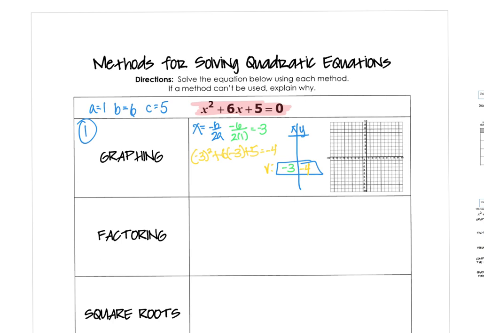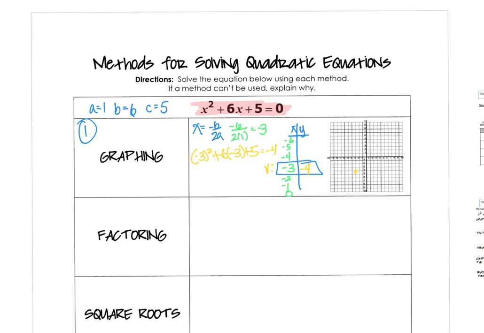So, my graph is kind of tiny here. I'm going to say, 1, 2, 3, 1, 2, 3, 4. Miss Larson's eyes are getting old. About right there. And then remember, we work to the left and to the right of the x value of the vertex. So we would say to the left of negative 3 would be negative 4, negative 5, and negative 6. To the right would be negative 2, negative 1, and 0.